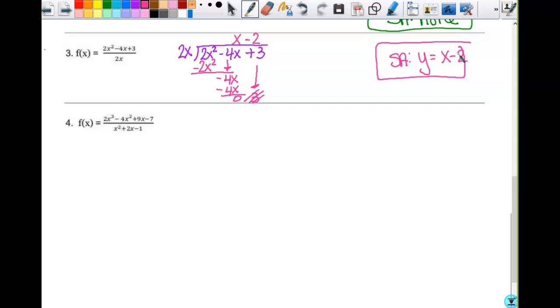Which 1, 2, and 3 all had y equals x minus 2 in it. Total coincidence. I don't know what. Oh, I even did that. If I had tried to do that, it probably never would have worked out. Sorry, I'm going to fix my box.